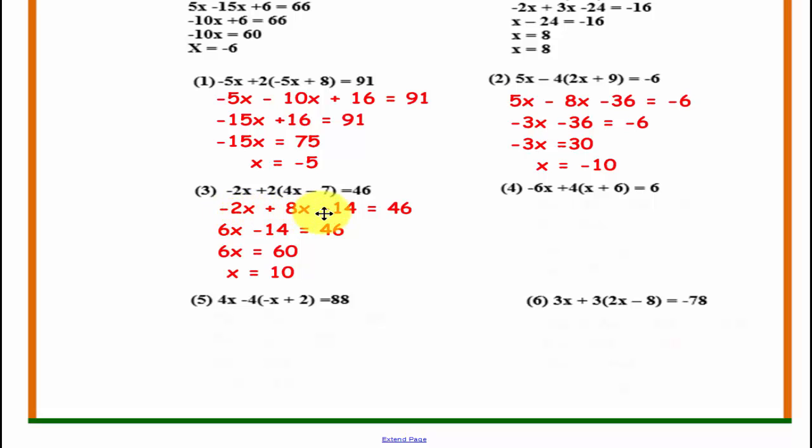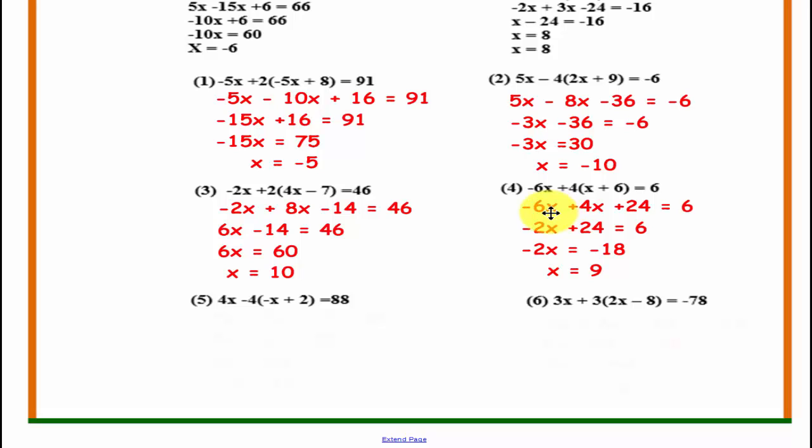Negative 2x plus 8x minus 14 equals 46. Okay, here we have 2 times 4x, that's 8x, and 2 times the quantity 7 is negative 14, so negative 2x plus 8x is going to give us 6x, minus 14 equals 46, and 6x equals 60 because we have to add 14 to this side, we add it to this side, so 6 goes into 60, x equals positive 10.